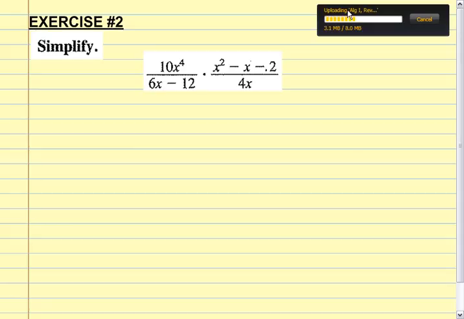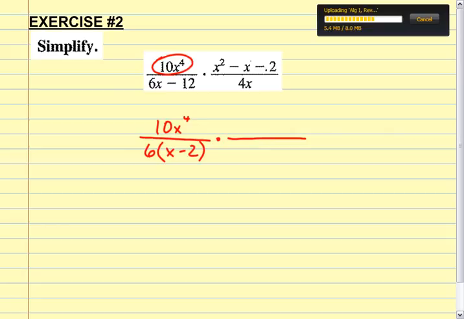Okay? Now, when I look at the first fraction, the numerator is a monomial, so I'm just going to leave it as 10x to the 4th. But on the bottom, I can pull out a 6, and that gives me x minus 2. Okay, so it's fully factored. Now I need to factor this other one.